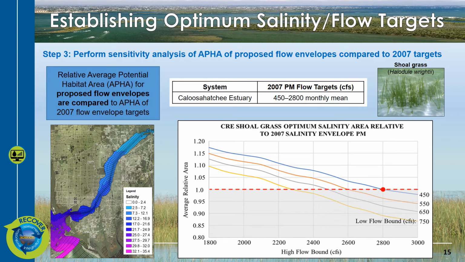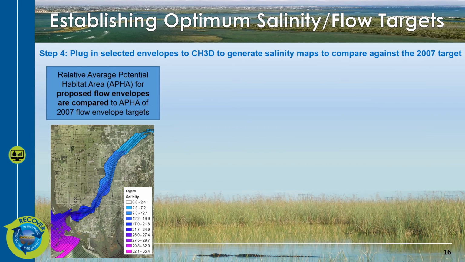We then compared the Caloosahatchee graphs for each of the indicator species and used best professional judgment to select a few flow envelopes that both perform better than the 2007 target, which are above the red dash line or above 1 on this graph, and maximize the benefits across all species. Again, a challenge given they each have different salinity optima.